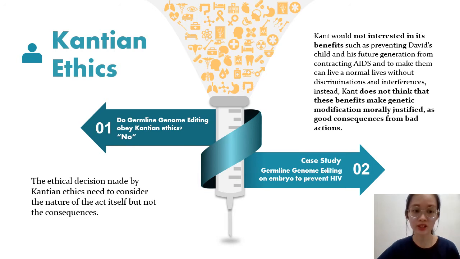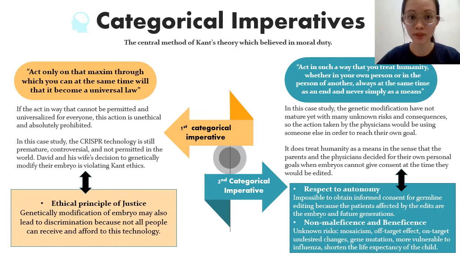This is because an ethical decision under Kantian ethics needs to consider the nature of the act itself, not the consequences. Based on the case study, Kant will not be interested in its benefits, such as preventing David's child and his future generation from contracting HIV or letting them live a normal life without discrimination and interference. Instead, Kant does not think that this benefit makes genetic modification morally justified, as the good consequences come from bad actions.